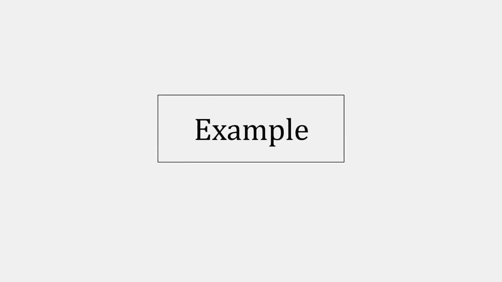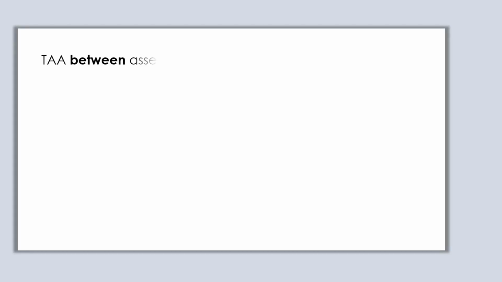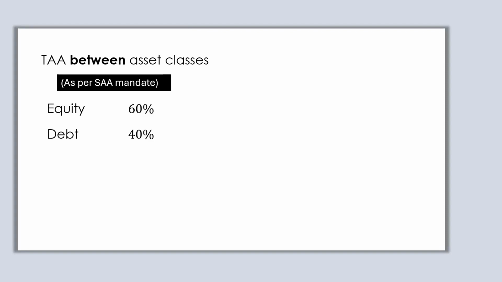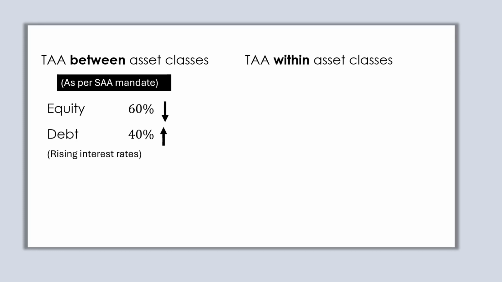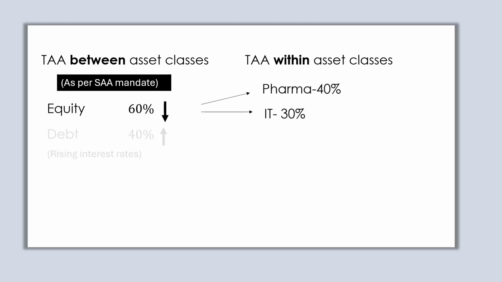For example, suppose your strategic asset allocation mandates you to invest 60% in equity and 40% in debt. Now, in a rising interest rates scenario, debt funds could be more attractive. So, you may increase your allocation in debt and reduce exposure to equity. And there is tactical asset allocation within an asset class. Suppose in equities, you have invested 40% in pharma, 30% in IT, and the remaining 30% in other sectors. If IT becomes attractive, then you may increase your allocation to IT stocks.